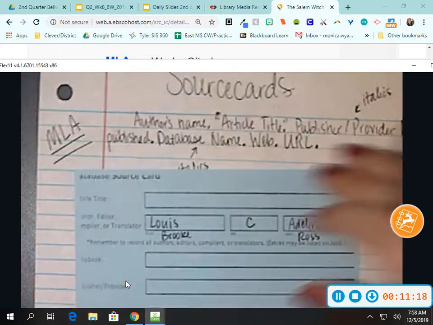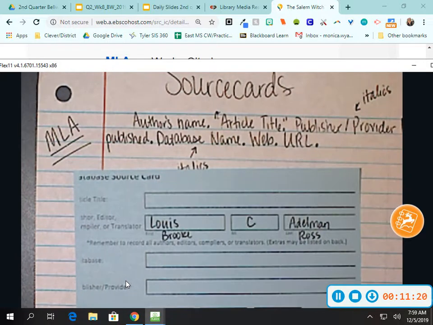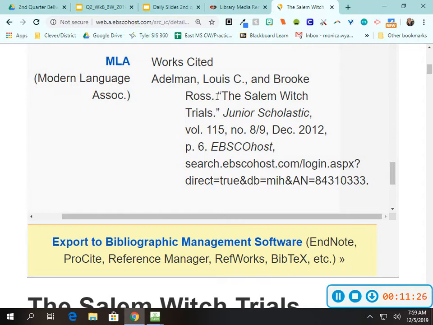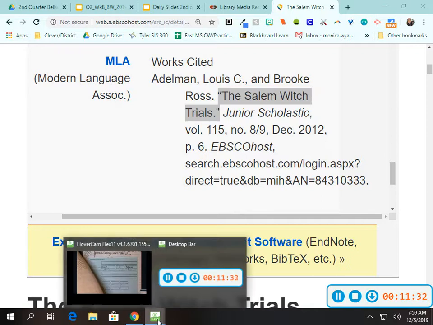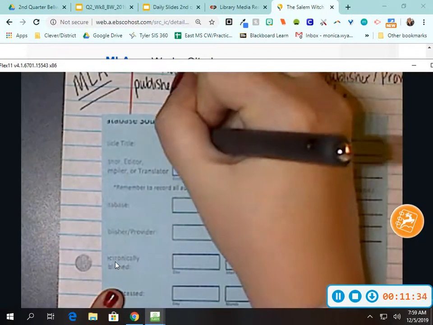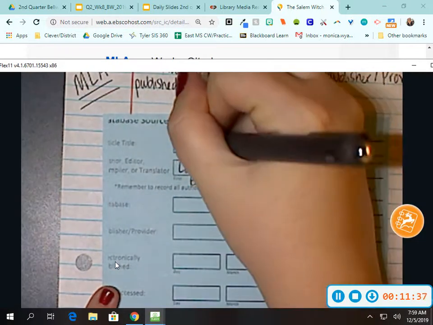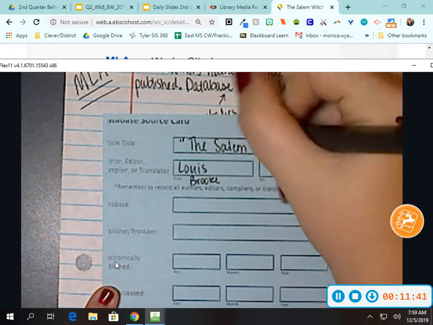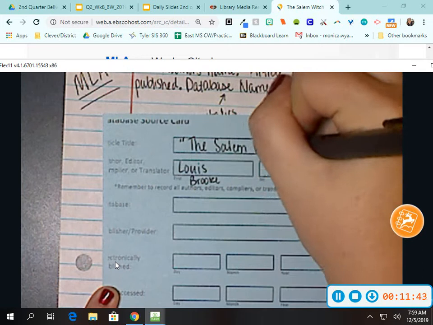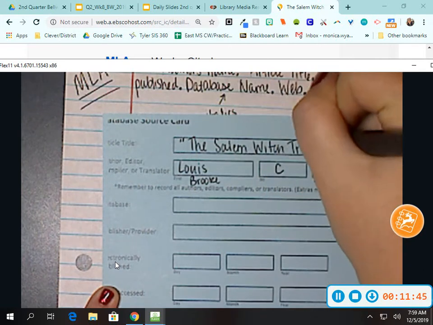Now, according to my notes, what's the next thing that's going to come in the citation? Article title. Very good. So let's go back to our thing here. It's going to always be in quotation marks. So this is my article title. So I'm just going to copy that over with my quotation marks, of course. And it's just called the Salem Witch Trials. Just like that.